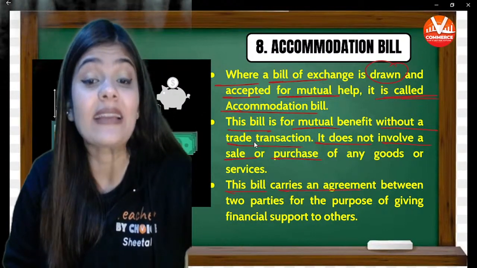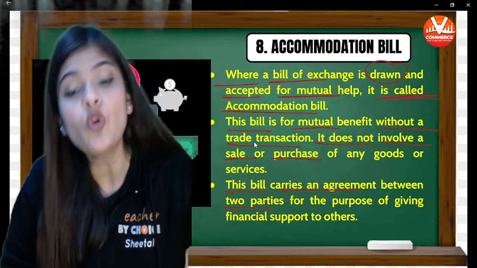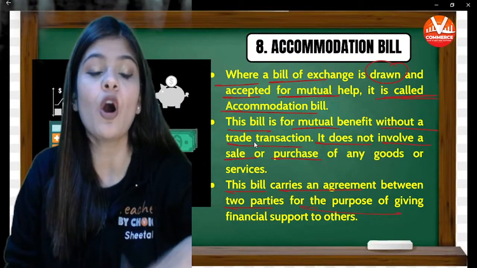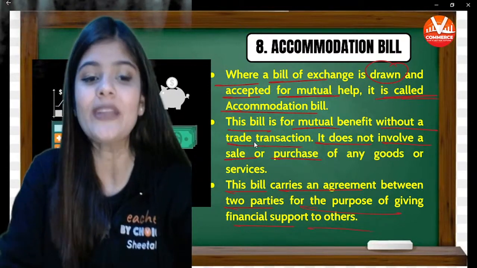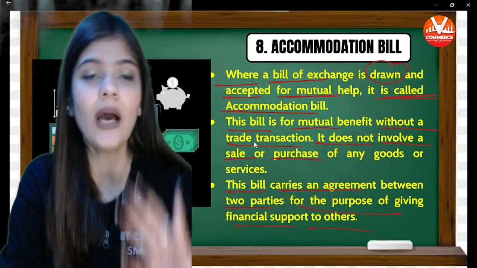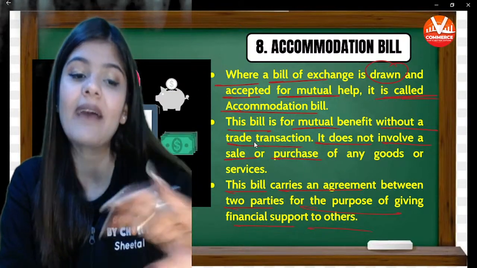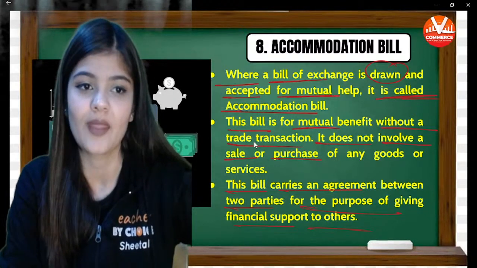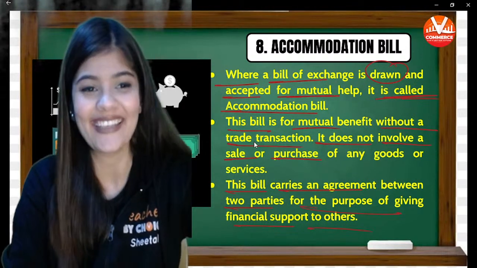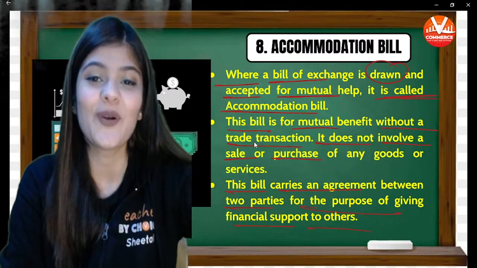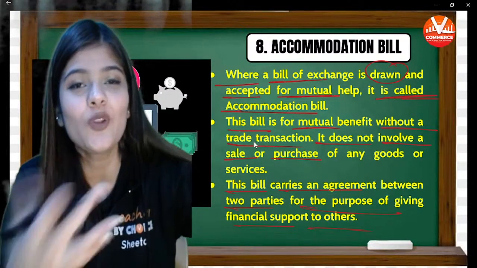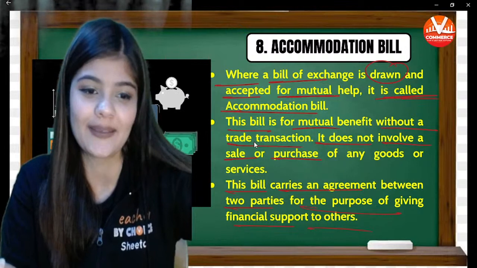So this bill carries an agreement between two parties. They will both agree to an agreement for the purpose of giving financial support to each other. It will be decided between them beforehand that you will help me, I will help you. This will be mutually decided. They will have an agreement. So this was mutual help. What a scam they pulled. So yes, it is a scam, but we should have that unity, only then will two parties draw bills on each other.